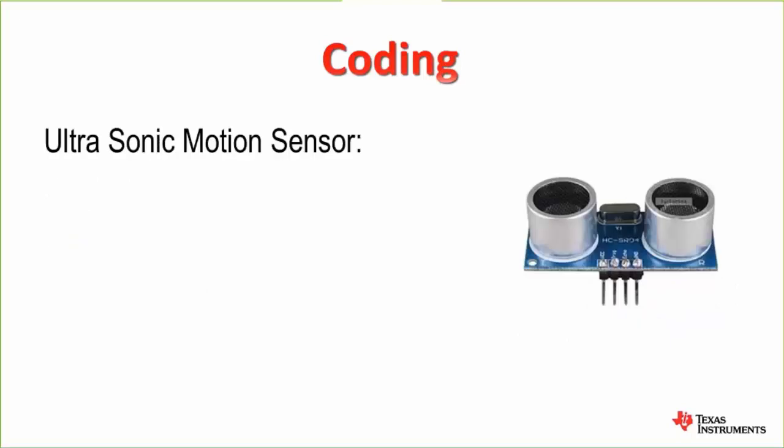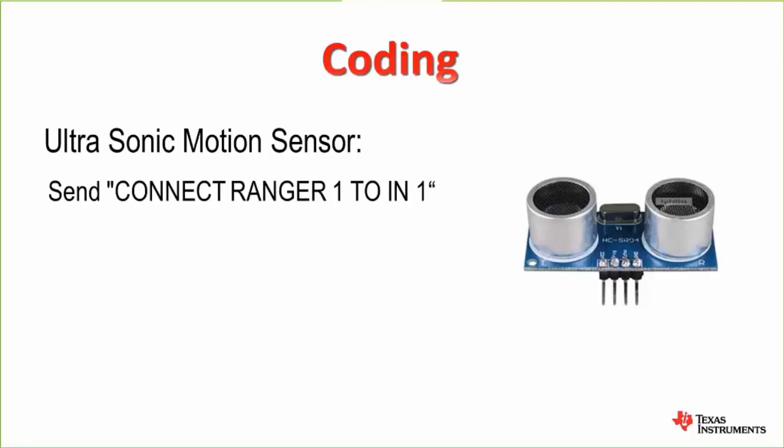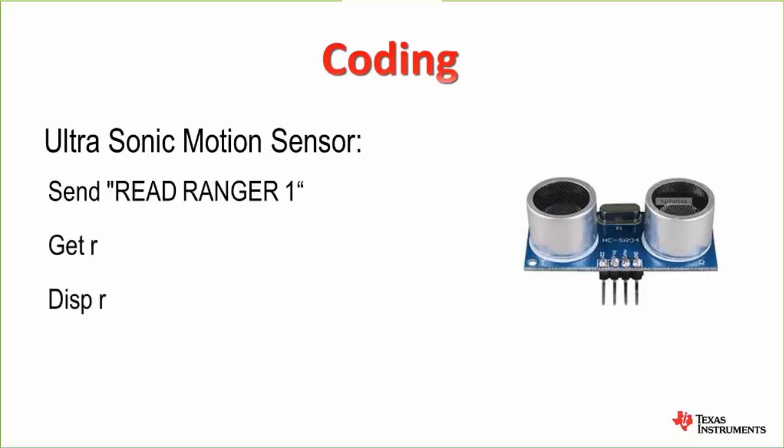The other device that I had connected to our scissor lift was an ultrasonic motion sensor. It has a basic command that you need to tell it, label it, call it Ranger 1, and tell it where you've plugged it in. I plugged it into input 1. And once you've done that, there's two other commands you need to know, and that is you need to send Ranger 1 and get R. What get R does is basically captures the data, and then obviously you'd probably want to display it on the screen, which is what mine was doing, and then obviously record the data as well.